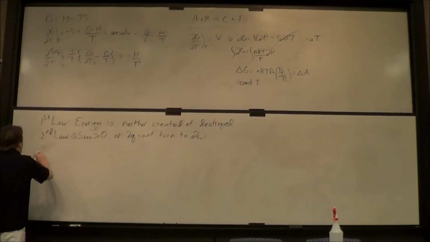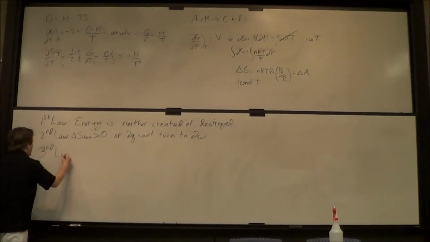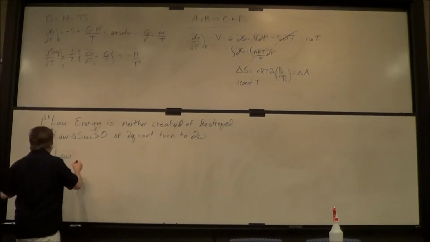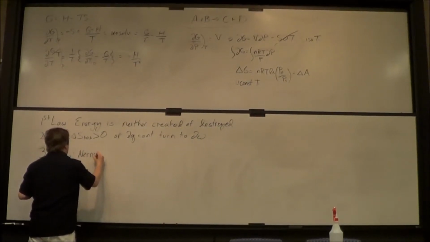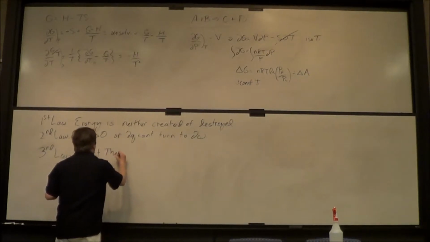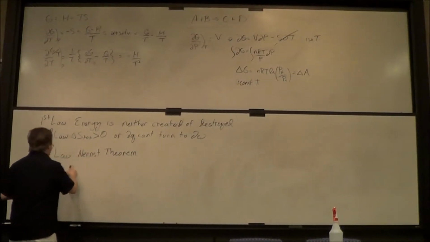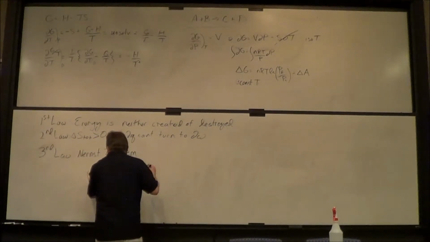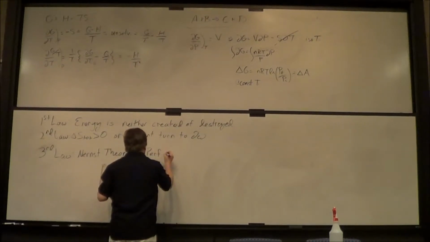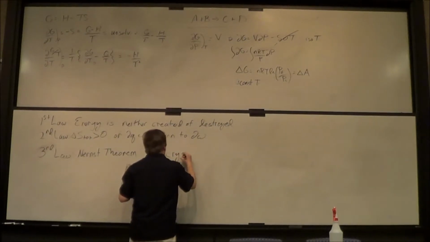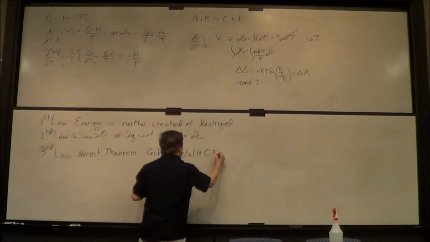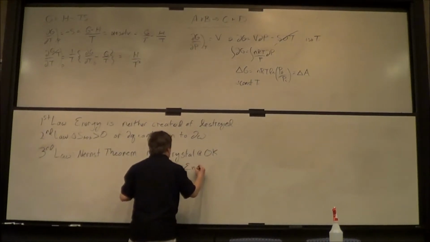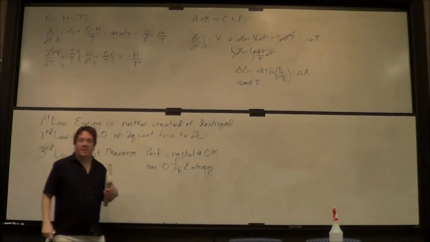Third law. And I already told you this once when we were talking about the total entropy. This is called the Nernst theorem. And I don't know why a law is expressed by a theorem, but whatever, these are things for philosophers. A perfect crystal at 0 degrees K has 0 joules per K entropy. Okay, so that's the third law.